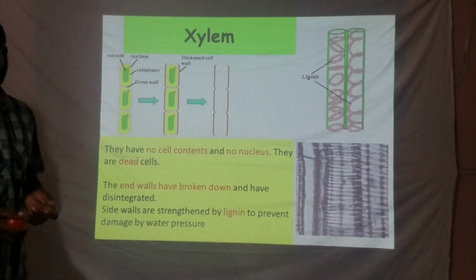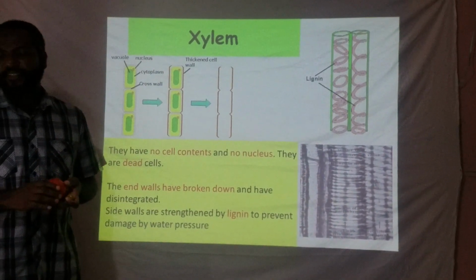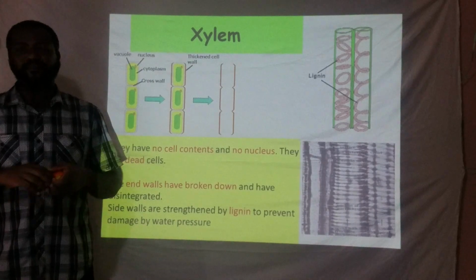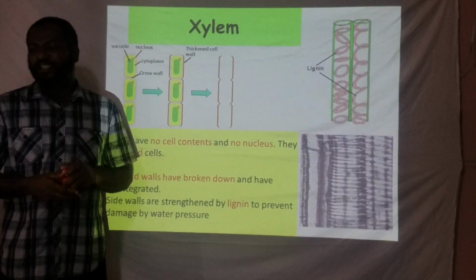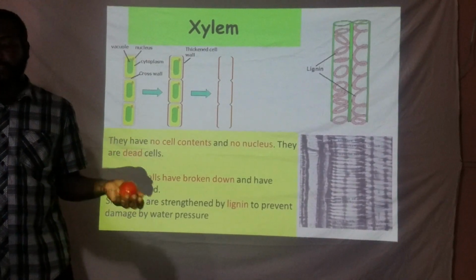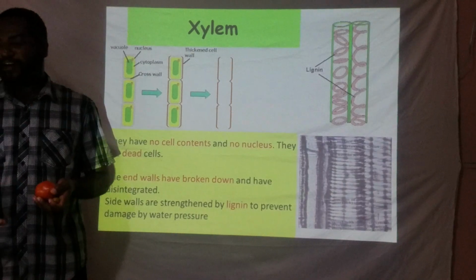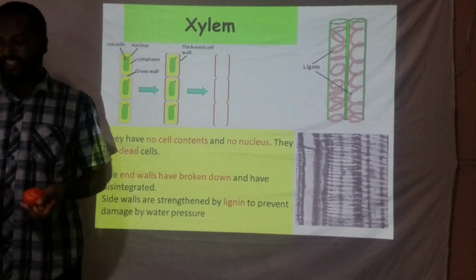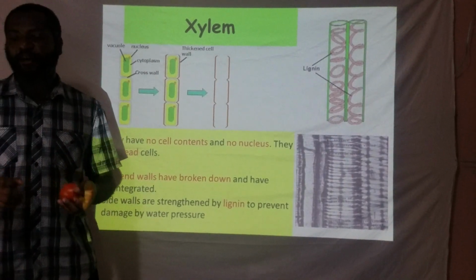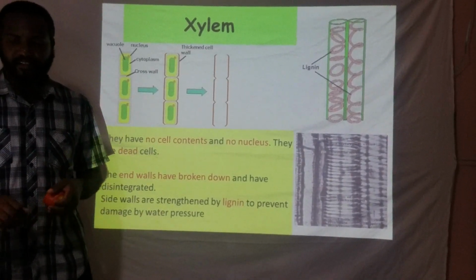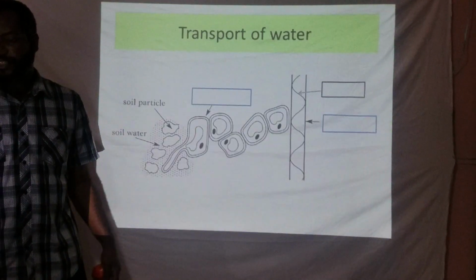Now, the xylem vessel is made up of mostly dead cells, and the cells contain no content, nothing much is in the cell. It has no nucleus because they are dead cells. The end walls have broken down and degenerated. The side walls are strengthened by lignin to prevent damage by water pressure. Right? So this is what the xylem vessel is like.